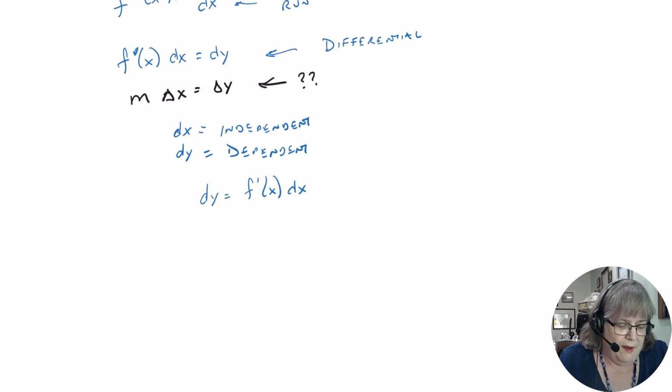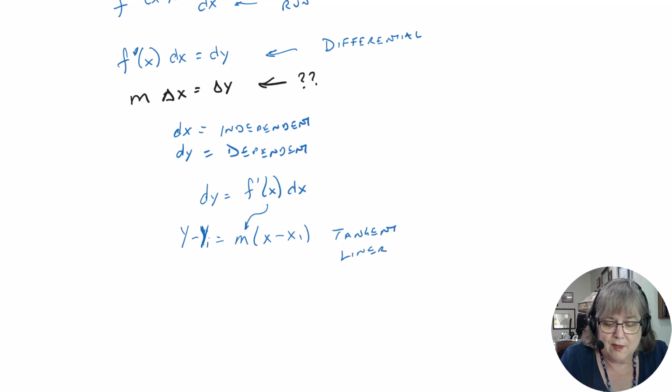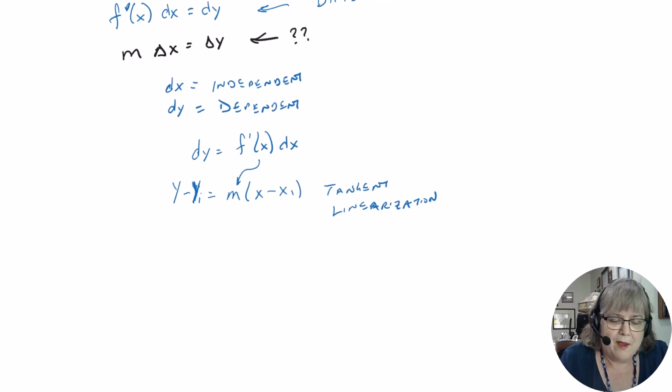Now, can you also see that this is of the form y minus y1 is equal to the slope times x minus x1, because this is where we got our slope from. So remember, this is the tangent equation. This is the linearization. And so this is called the differential. Sometimes it's called the differential linear approximation.